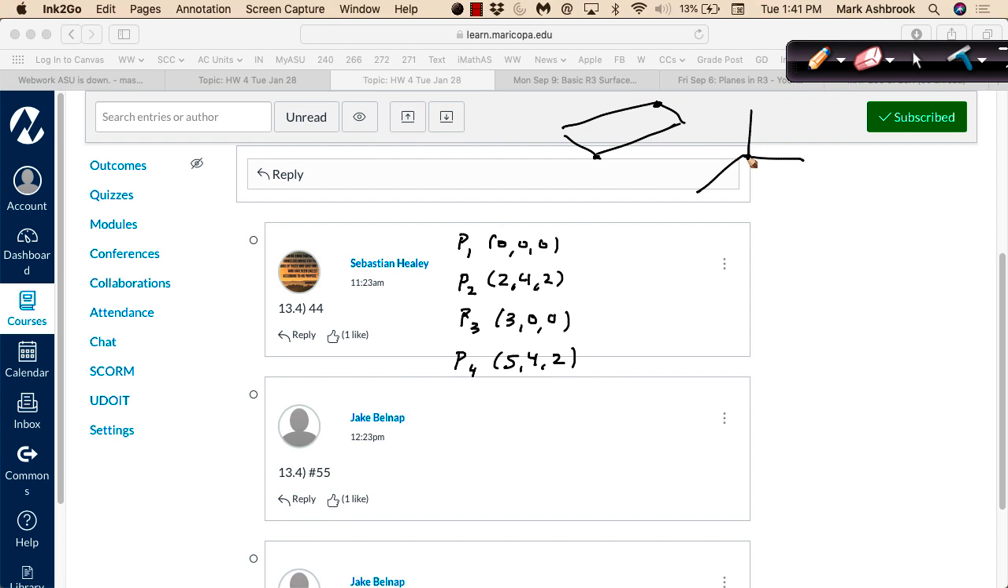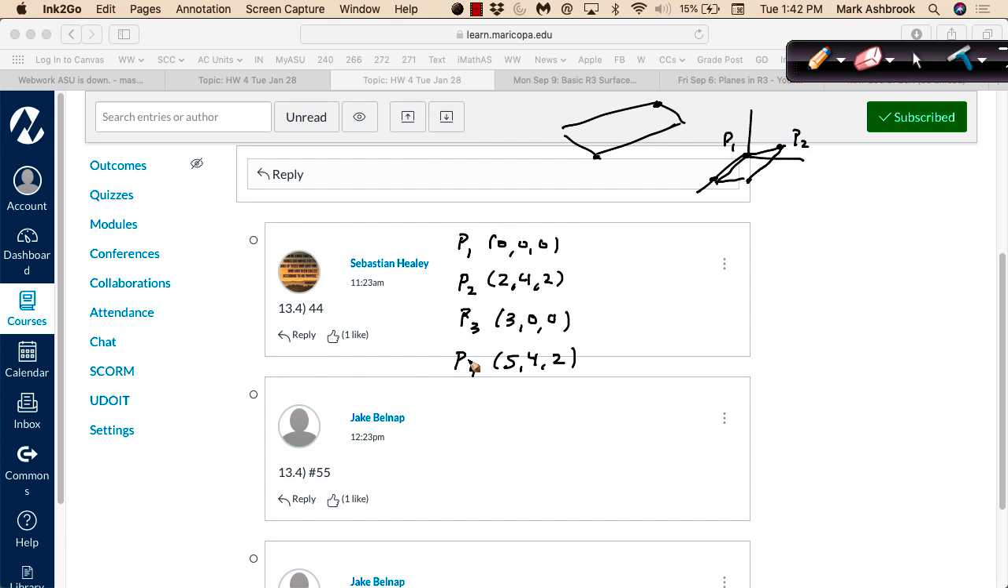So I got 0, 0, 0. 2, 4, 2, 3, 0, 0, and then 5, 4, 2. Okay, so it's pretty clear what this looks like. These are all z equals 2. These are z equals 0. So this was P1. This was P2. Yeah, so look, it didn't go around.